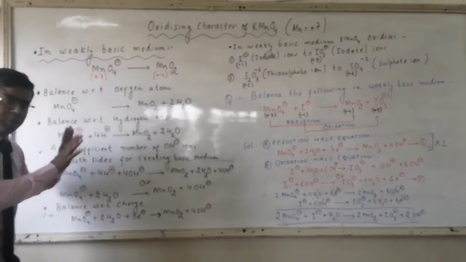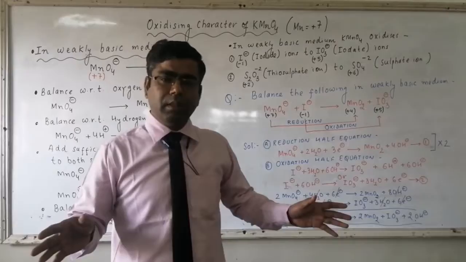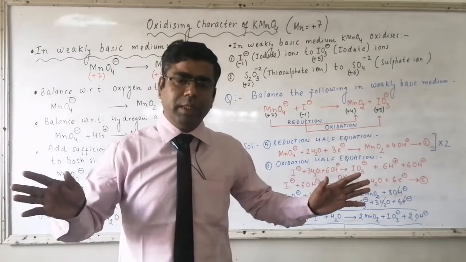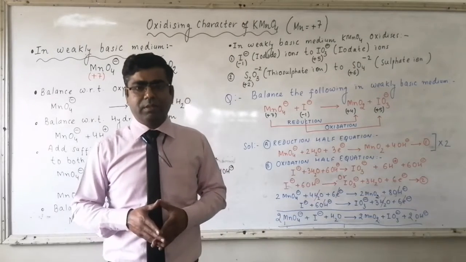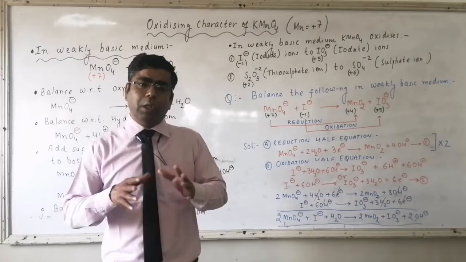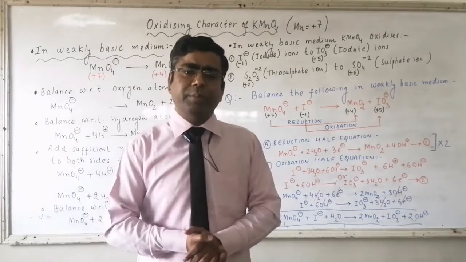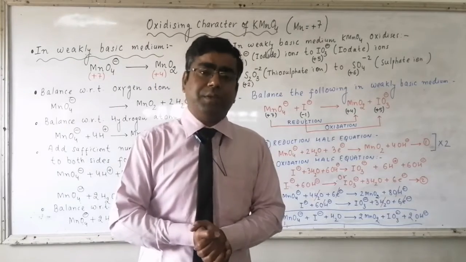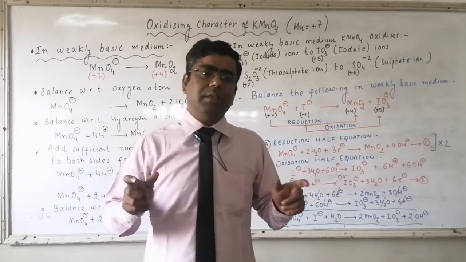H plus ions are removed and OH minus ions are added. In this manner, we will create basic medium. Now, the equation is balanced with respect to atoms, or we have followed the mass conservation principle. Now we have to follow the charge conservation principle. So the last step will be to balance the reaction with respect to charge. On both sides, charges should be the same.